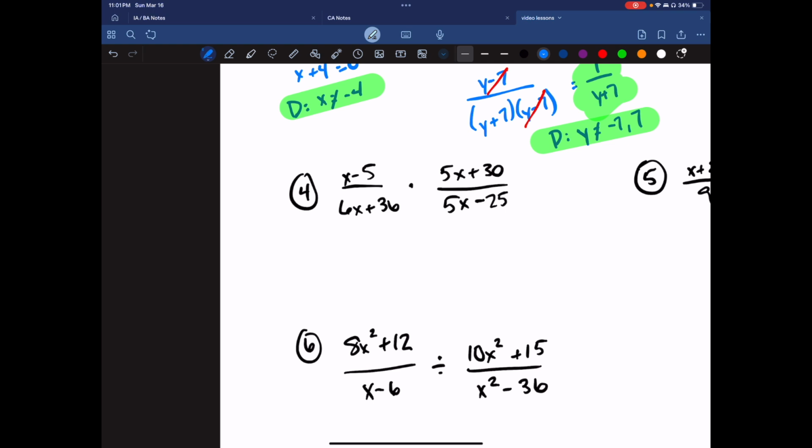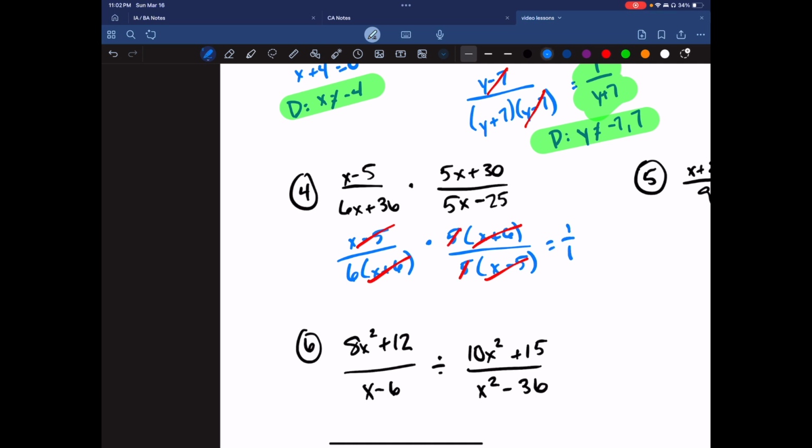I know I don't. And so x-5 over, looks like I can take a 6 out. So it's going to be x+6 times, looks like I can take a 5 out of the top. So it's going to be x+6 here. I can take a 5 out here. That's going to be x-5. And then look what happens. x plus 6 here and here, x minus 5 here and here, and then I got a 5 here and here. And so my final answer is just going to be 1 over 6. Beautiful.